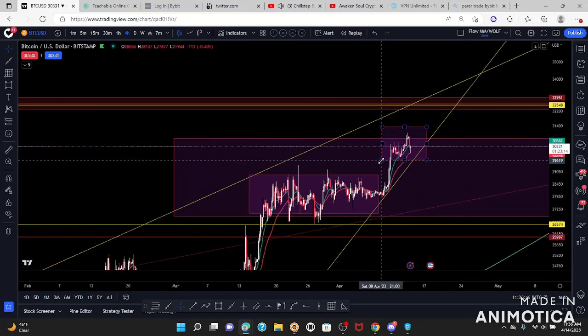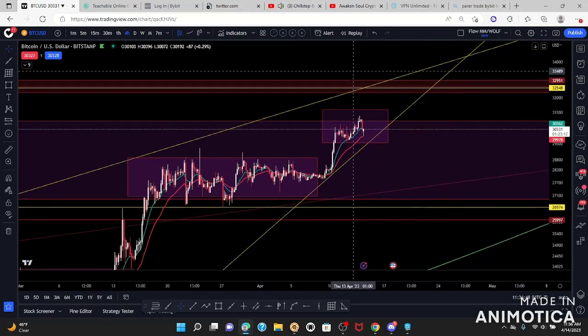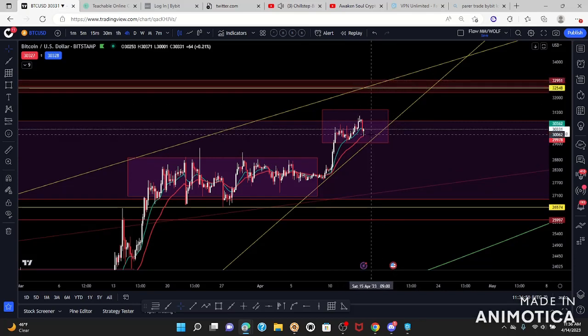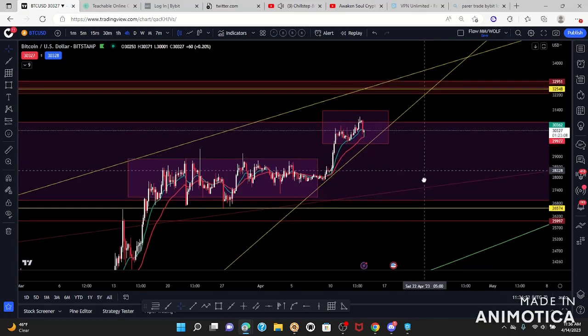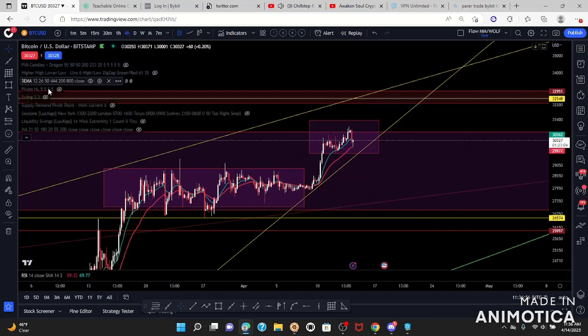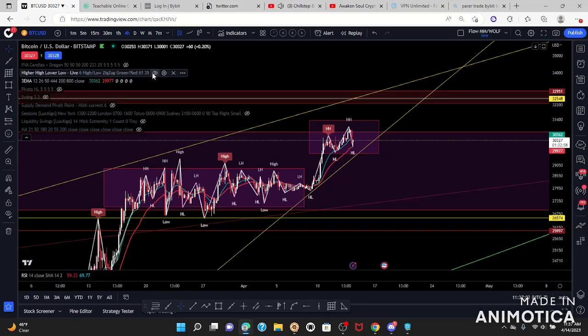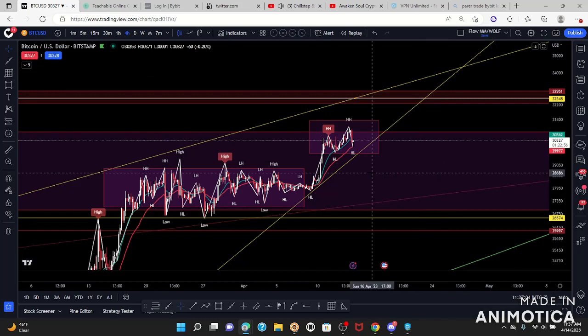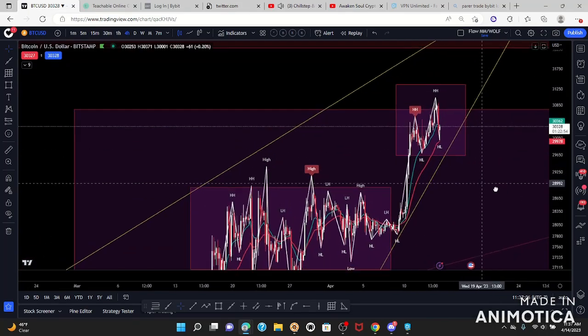So what is this contraction phase doing? We understand that there's a liquidity here, so it could wick up and then come down, right? So that would be a beautiful play. Be careful. Always be careful. Always set stop losses. Okay, but let's focus on this 4-hour time frame.